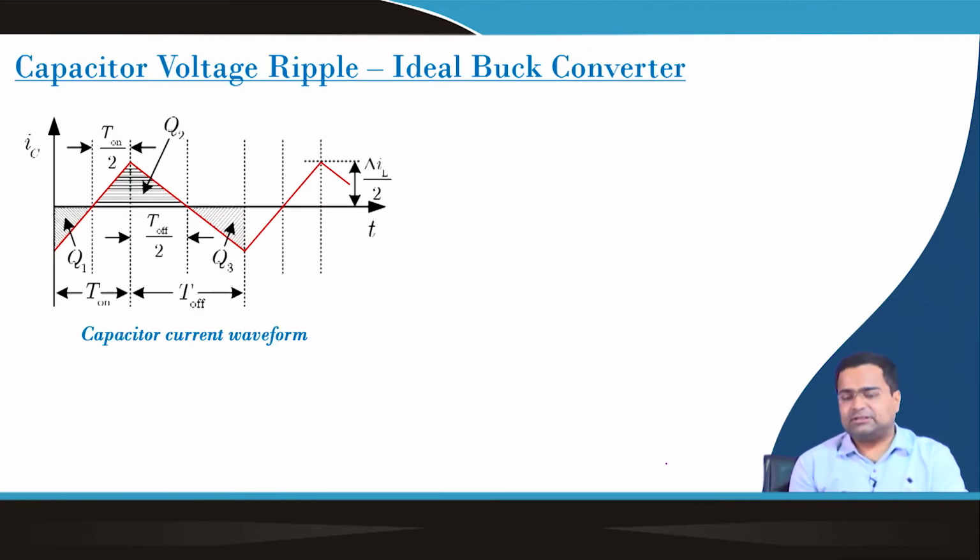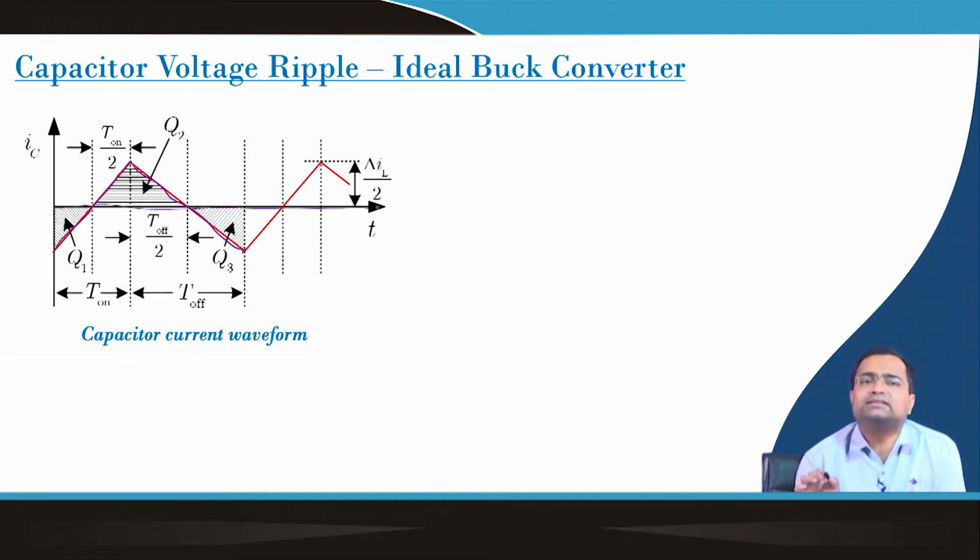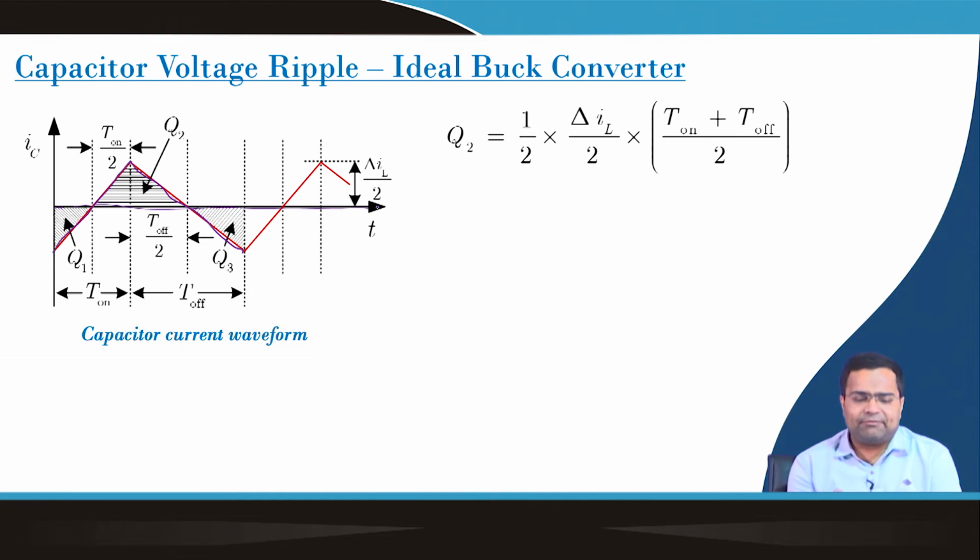Now, if we take the capacitor voltage ripple, again you can draw the capacitor current, and this profile is the same as the inductor current. But the difference is that the average capacitor current at steady state should be 0, whereas the average inductor current in steady state is equal to I0. Our intention is to find the area under the curve during the positive charge condition, that is, when the capacitor current is positive.